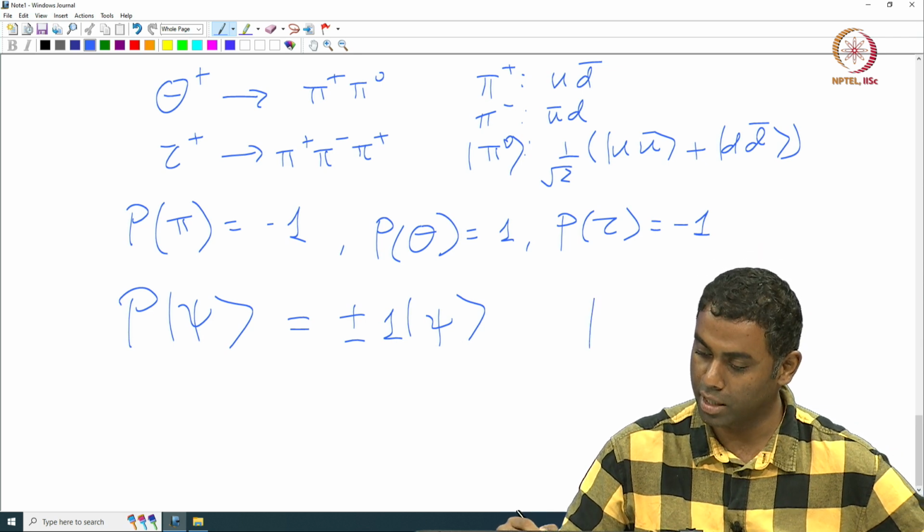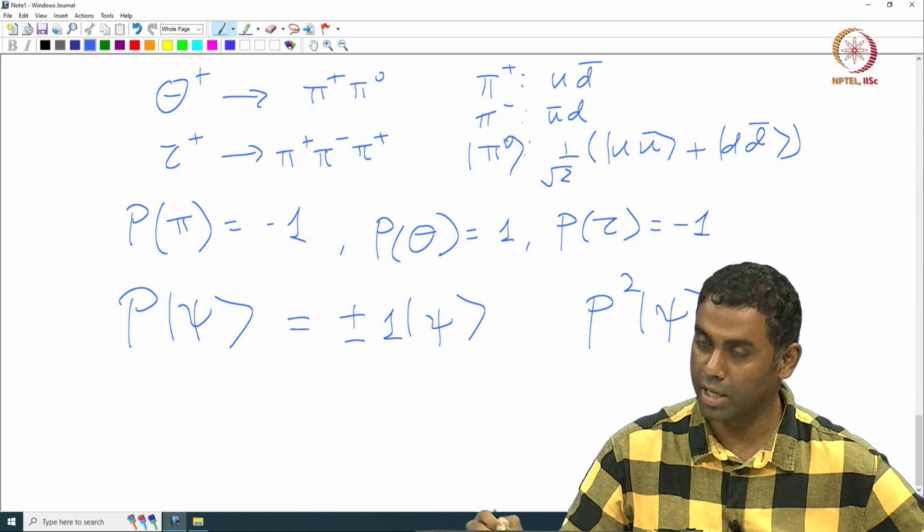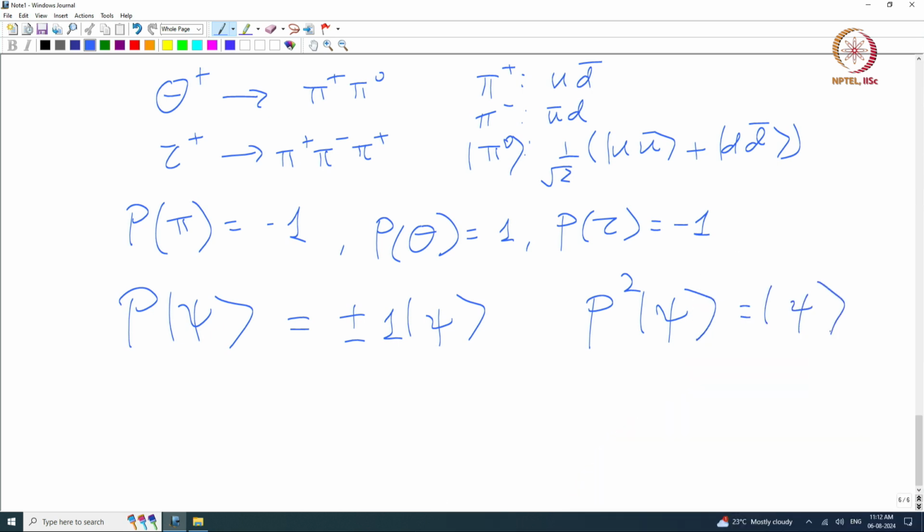How do I know that? Because I do know that if I apply parity twice, I should get back the same state. That much we know. That is inviolate at least. So I know that the eigenvalues have to be plus or minus 1.